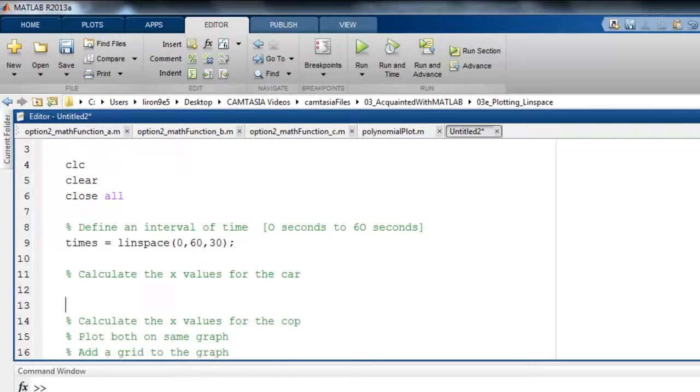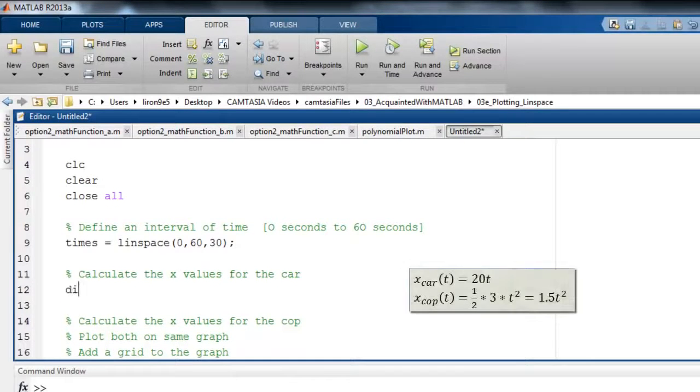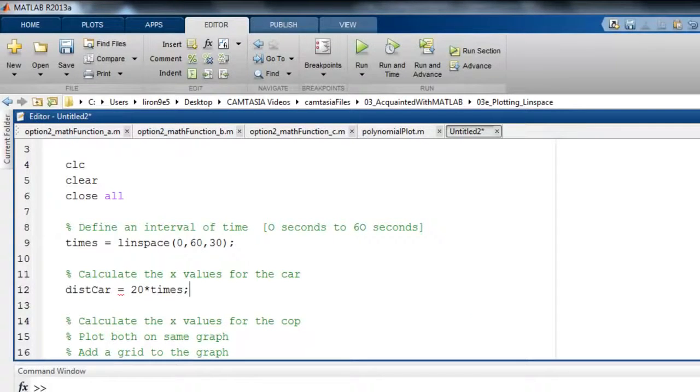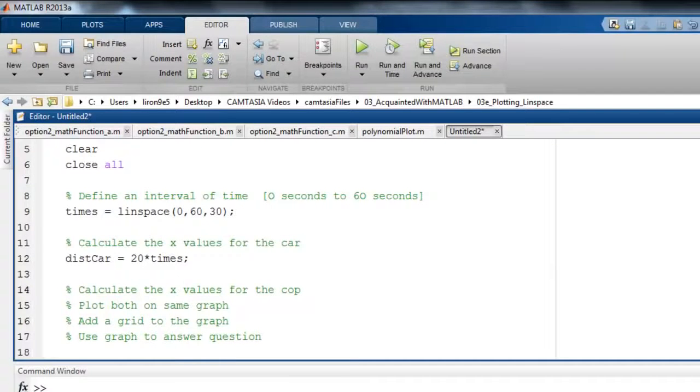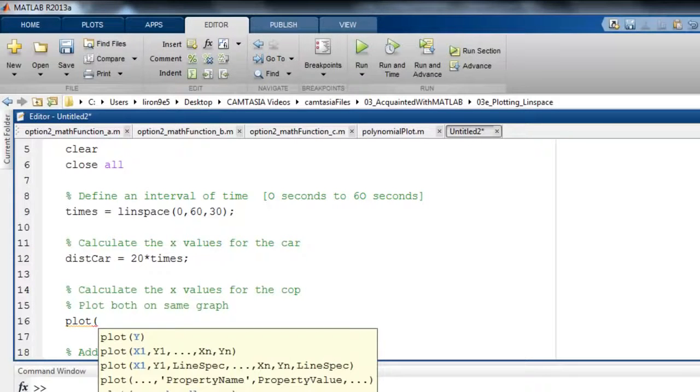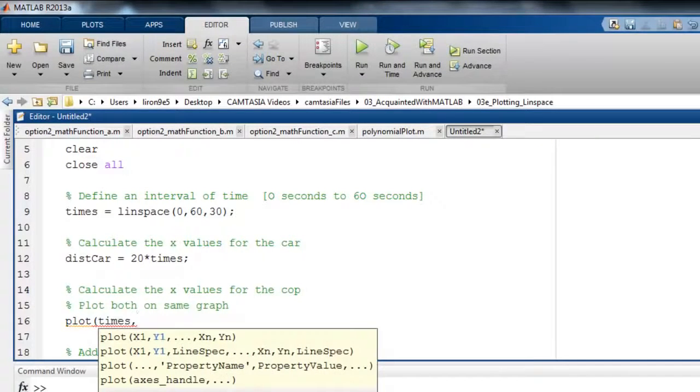Let's calculate the distance for the car. That was 20 times the times. Let's go ahead and plot this one. Let's skip a step and see if that actually works. In the x-axis, I want the times. In the y-axis, I want the distance traveled by the car.